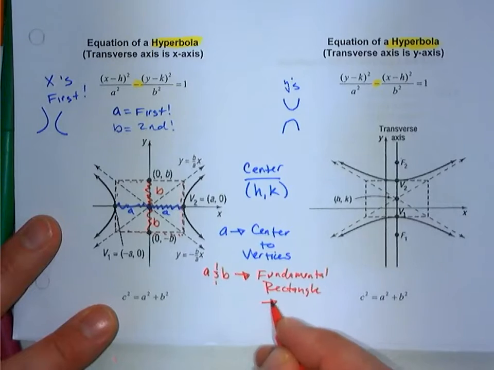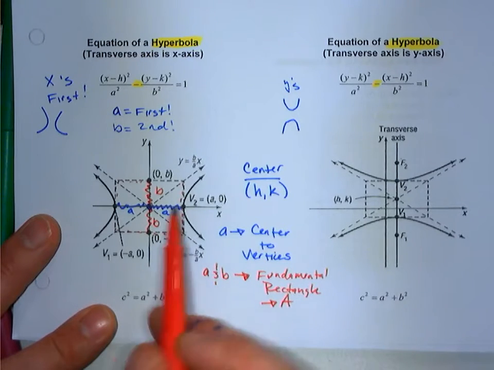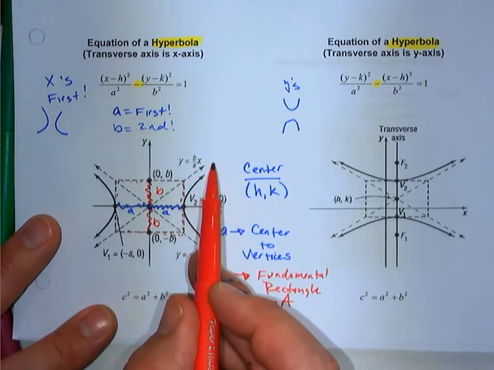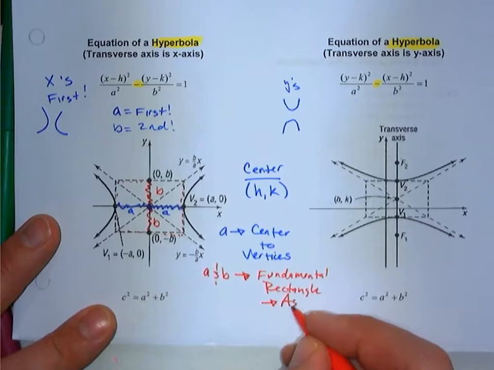which again we use for those lines that your graph gets closer and closer to but never touches, which are known as asymptotes.